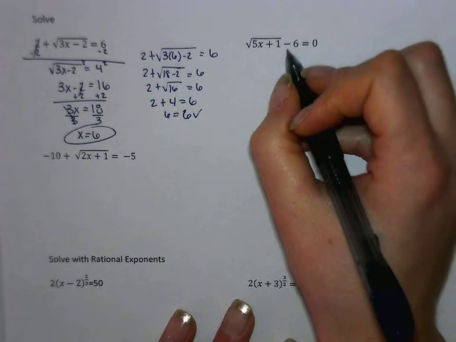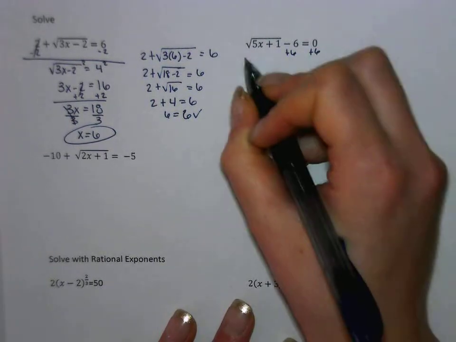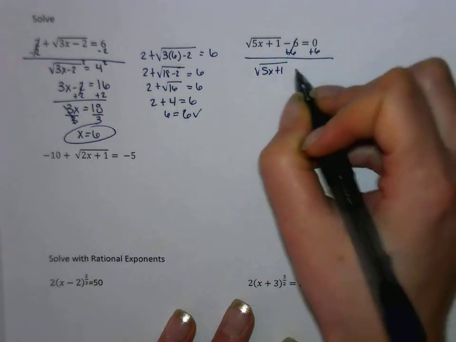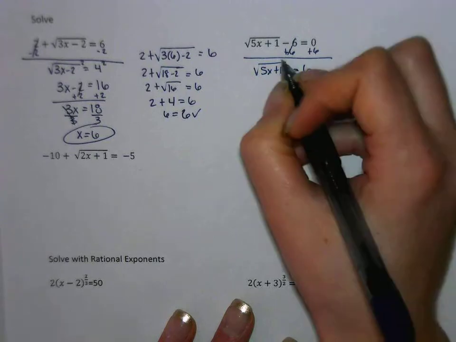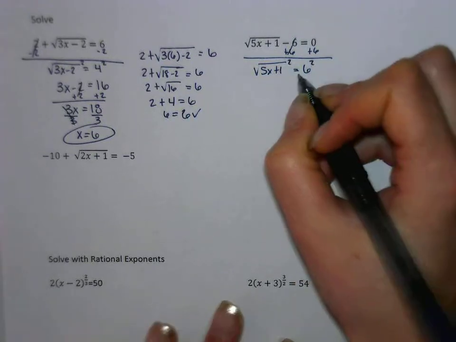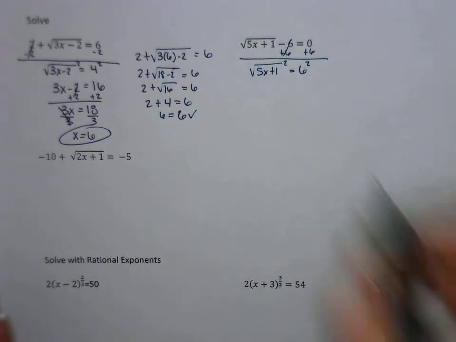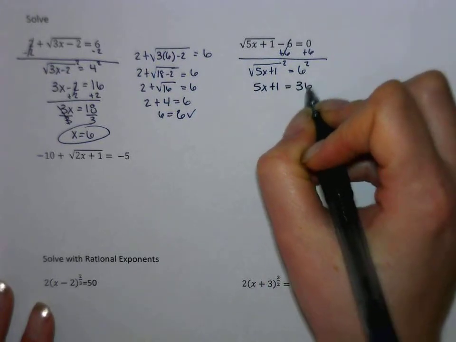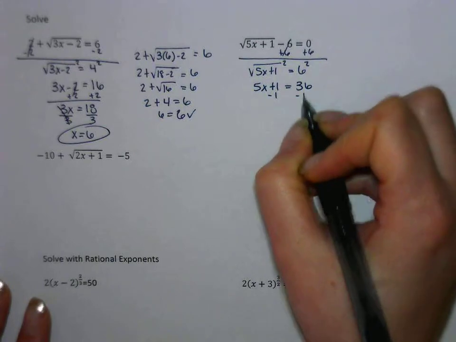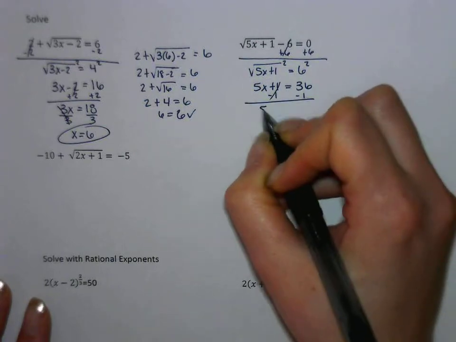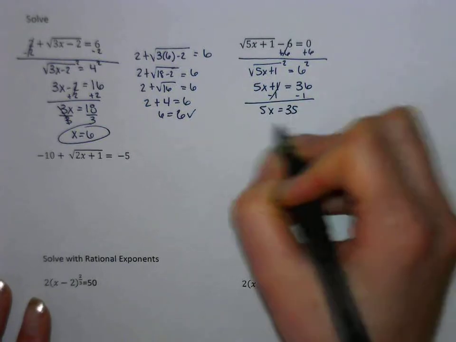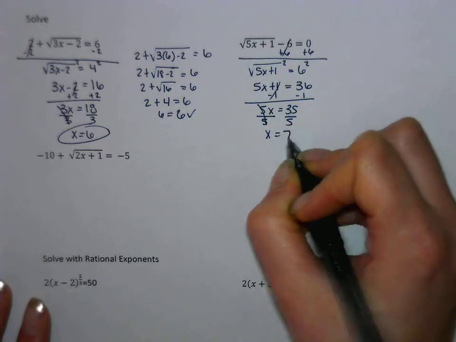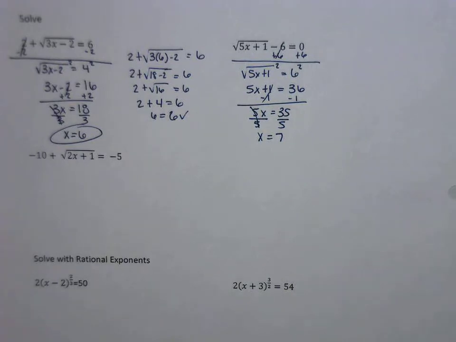Let's look at the next one. Let's add 6 to both sides of the equal sign. So square root of 5x plus 1 equals 6. We want to square both sides so we can cancel out our square root. So 5x plus 1 equals 36. Subtract 1 from both sides. 5x equals 35. Divide by 5. X equals 7. So again, let's check our work.